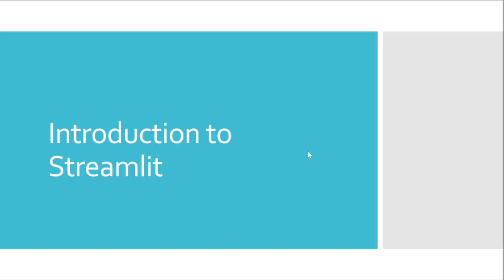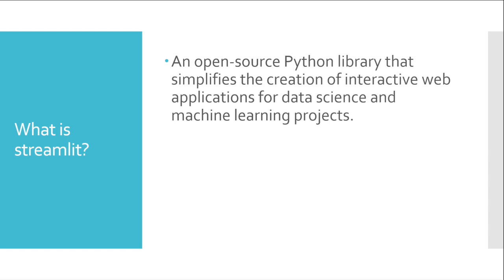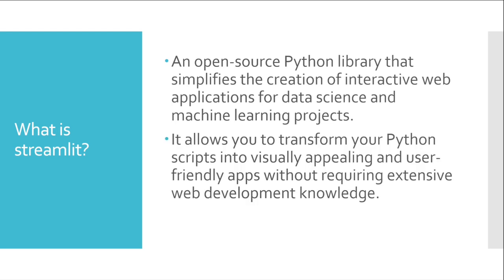We will develop our app using Streamlit in Python. So let me give you a brief introduction to Streamlit. What is Streamlit? It is an open source Python library that simplifies the creation of interactive web applications for data science and machine learning projects. Streamlit allows you to transform your Python scripts into visually appealing and user-friendly apps without requiring extensive web development knowledge.